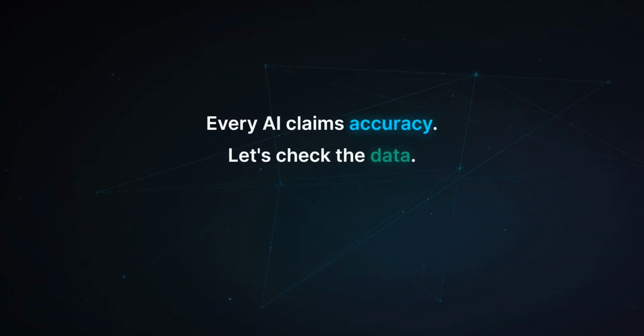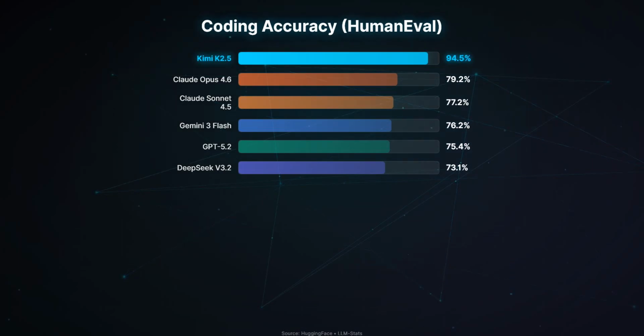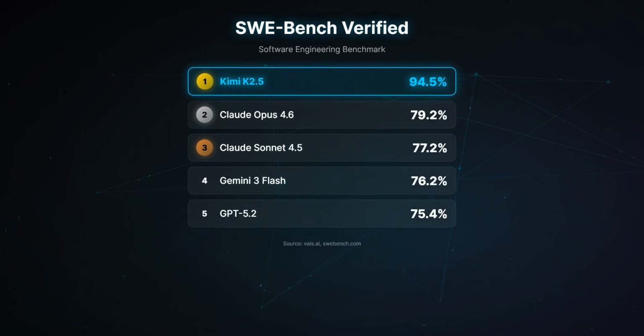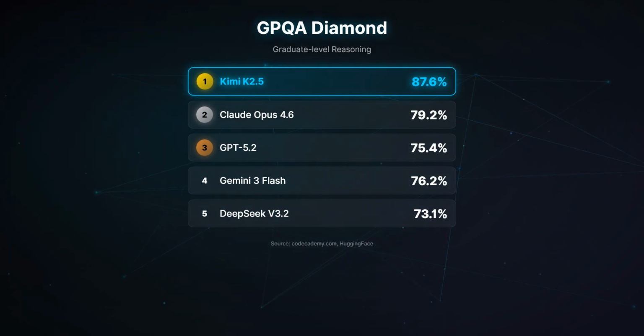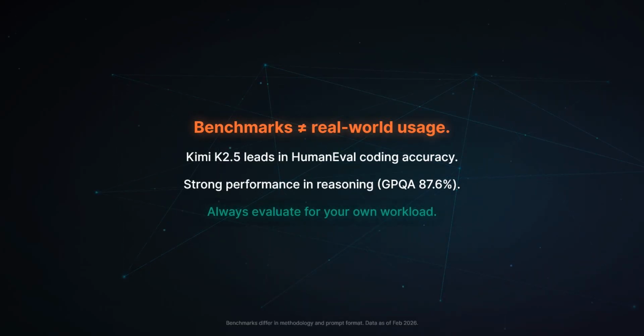Oh, and let's not forget about the accuracy that comes with Kimi 2.5. Independent benchmarks are showing Kimi 2.5 competing at the top of the leaderboard across coding, reasoning, and creative tasks. Now, this isn't marketing speak. This is measurable, verifiable performance.